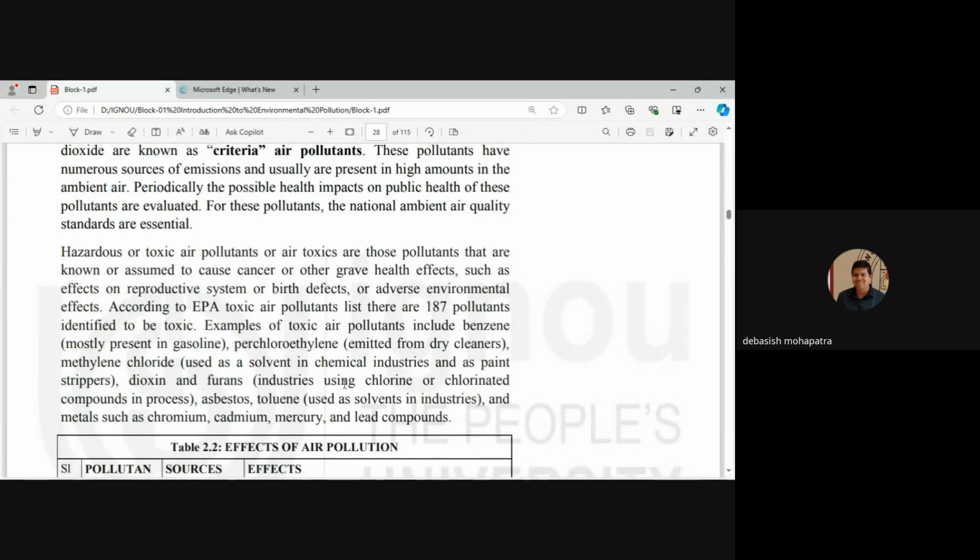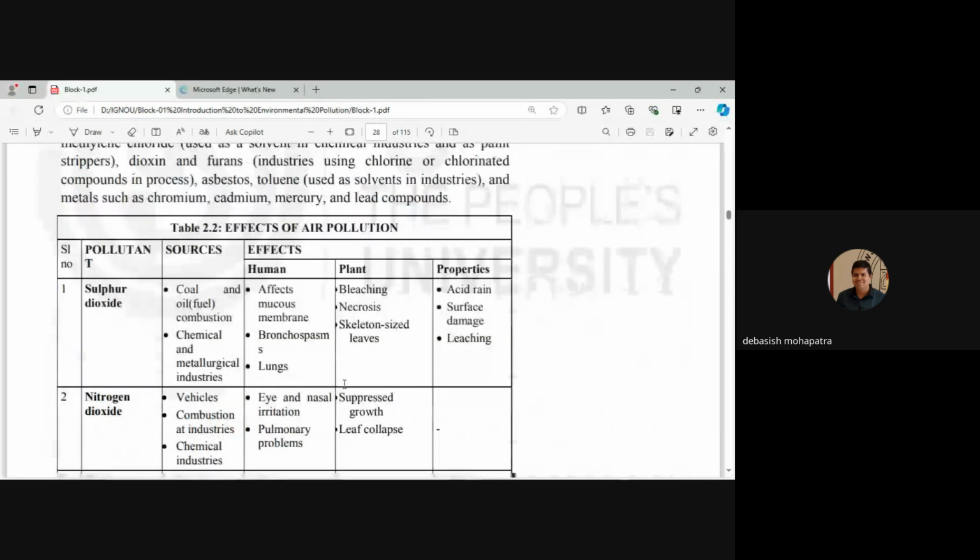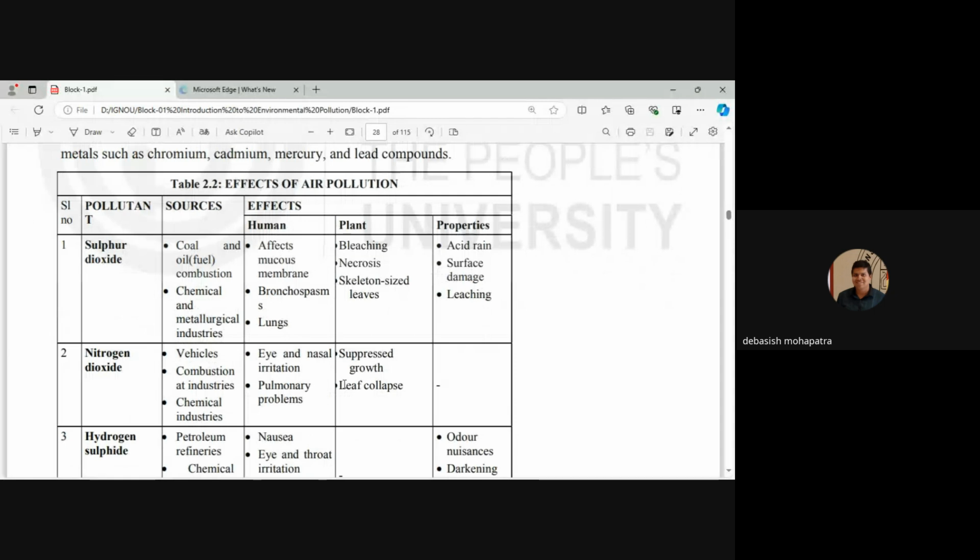So the table here shows the pollutant, source, and effect. The first pollutant is sulfur dioxide. The main sources are coal and oil, fuel combustion, chemical and metallurgical industries. The effects are on our mucous membrane, bronchitis and lungs, plant bleaching, necrosis, and skeletonized leaves, which means the leaves will become thinner and skeleton-like. And effects on properties are acid rain, surface damage, and leaching. These are the damages done by sulfur dioxide.